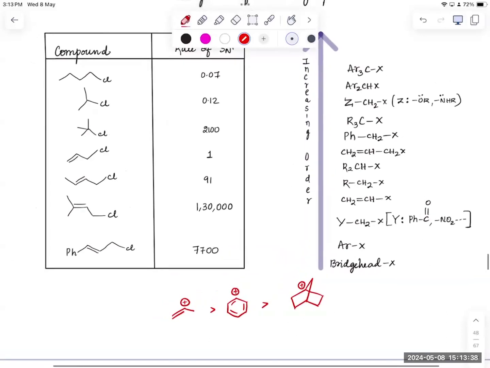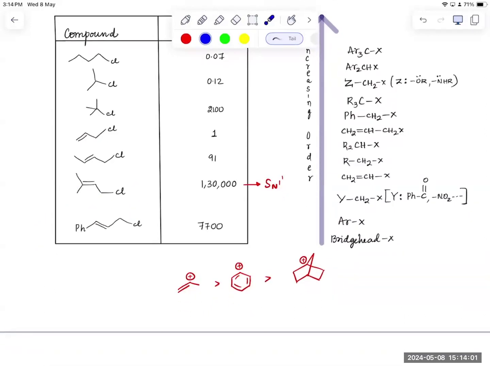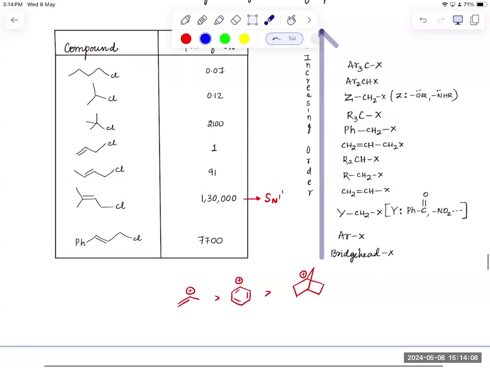In the table, this is a special case. This is what we call SN1 dash, because the attack is not directly at this position. The attack will be here after removing this group. So that is the SN1, SN1 dash types. That is what you will observe in this case. That's a special case. Apart from that, check out others.